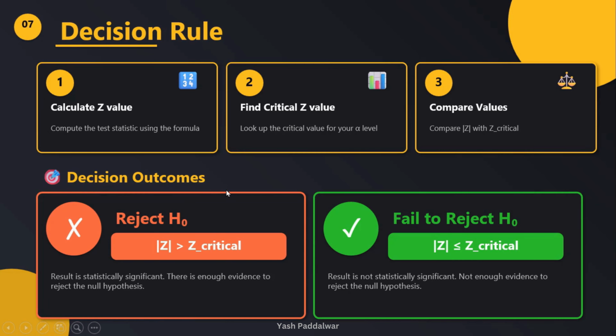So decision outcomes can be two. Either you reject the null hypothesis, or you accept the null hypothesis. The critical conditions are, whatever Z value you have got, if it is greater than your Z critical, then you reject the null hypothesis. If the Z value you get is lesser than or equal to your Z critical value, then in that case you can simply accept the null hypothesis. So I hope these things are clear.